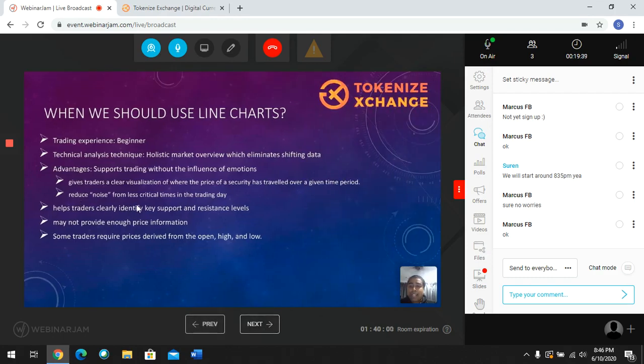It also reduces noise from less critical times in a trading day. What does the noise stand for? It eliminates the opening price, the low, and the high. It just gives you a closing price to understand the pattern of the chart. The closing price can be from an hour chart, 30 minutes chart, or 45 minutes chart. Later on, we will draw it together.